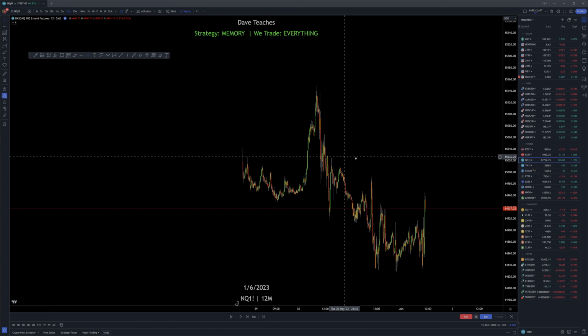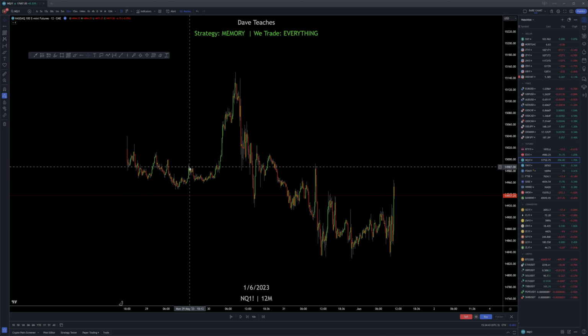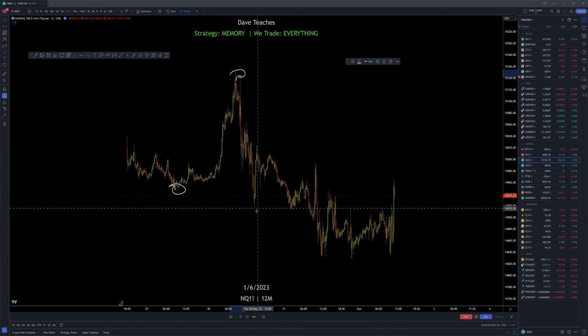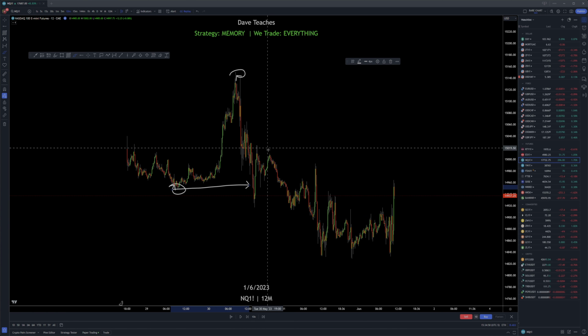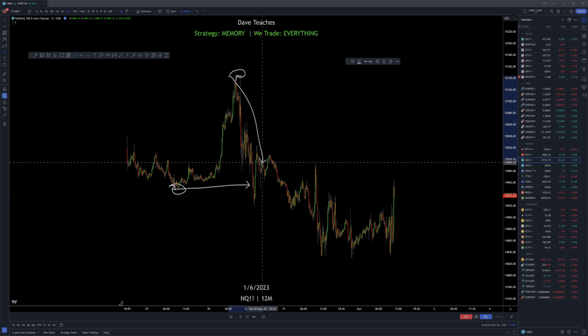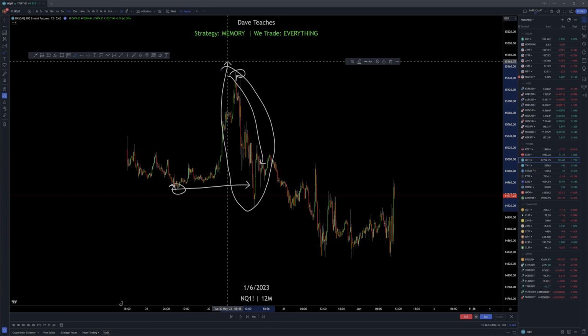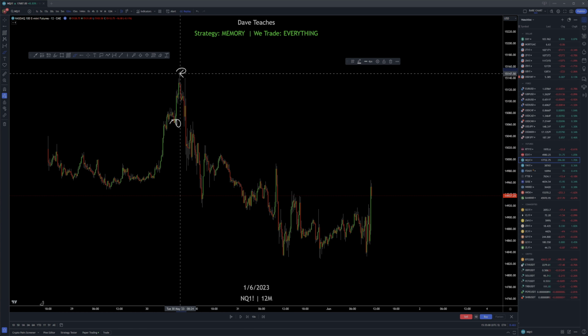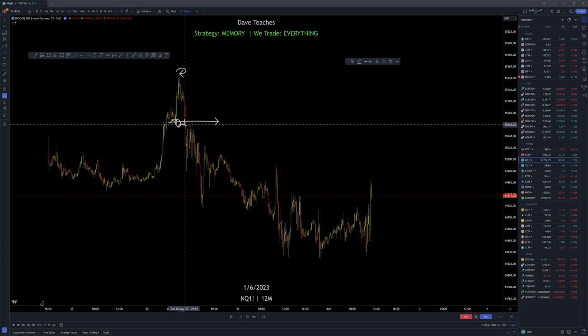So what we have here is a larger swing, right? And then we have a series of smaller ones heading down inside of that one leg. So when we look at it, we have this low, we have this high, and then we close below right here, right? So that's the first swing there.